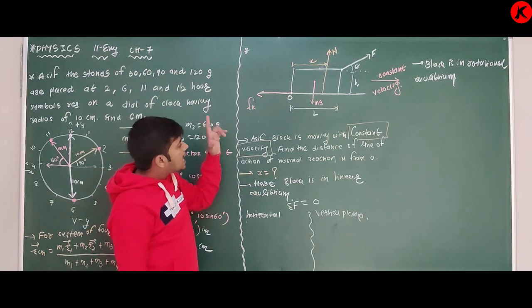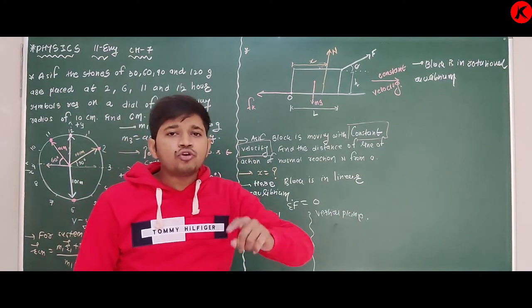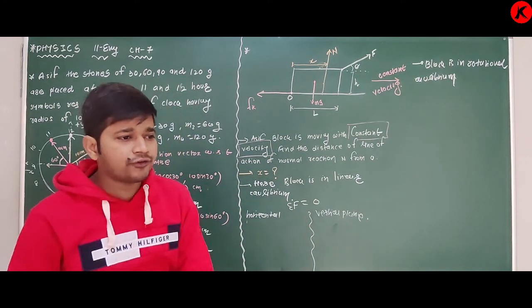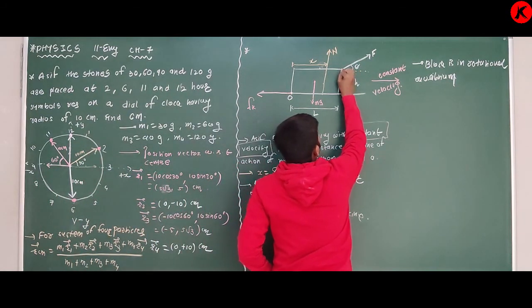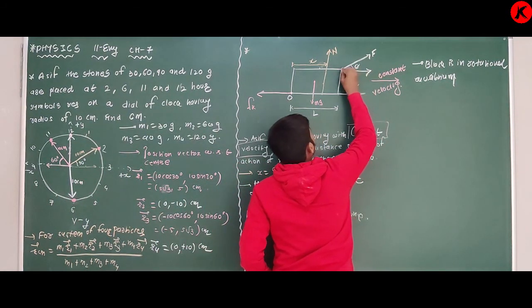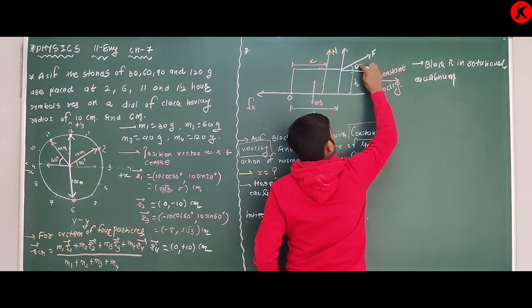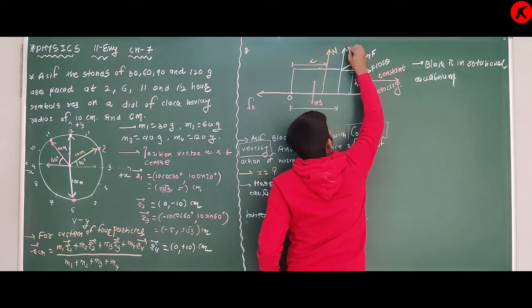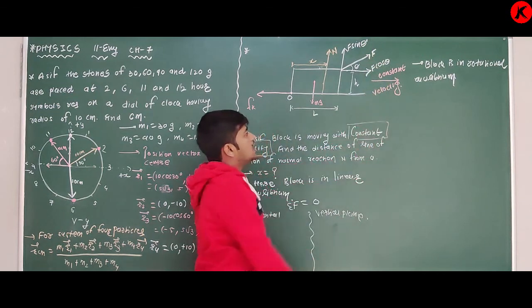So out of these four forces, you have to resolve only F, into two components, one in the horizontal direction and one in the vertical direction. As F is making angle theta with this component, it becomes F cos theta and F sin theta. Clear?